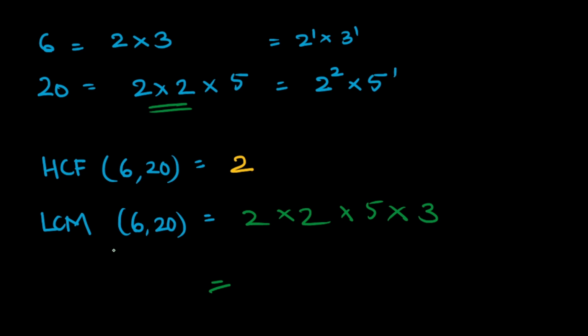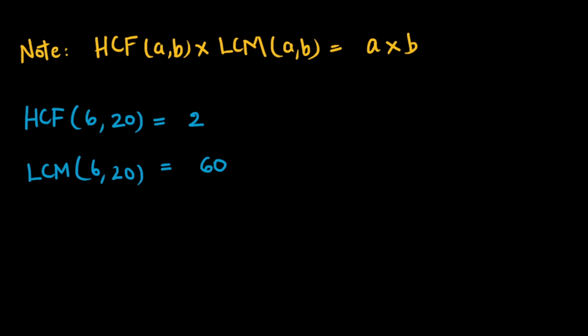So when you write the LCM of 6 and 20, that is 2 into 2 is 4, 5 threes are 15, so 4 into 15 is 60. So the LCM of 6 and 20 is 60. I hope it's clear. Another concept that you have is LCM and HCF. When you find the HCF of two numbers and the LCM of two numbers, the product of HCF and LCM is equal to the product of the two numbers.